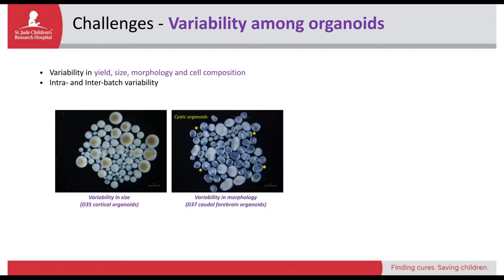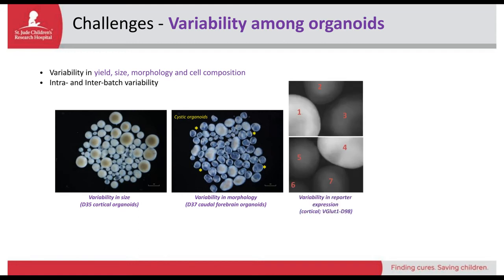We've seen variability in the morphology of the organoids. Here we have a batch which has a bunch of good-looking, dense organoids with smooth, translucent edges, but we also have a ton of cystic organoids. Here is a reporter line, a bunch of cortical organoids expressing a reporter. Some organoids express the reporter very efficiently and strongly, and we have a bunch of organoids with no reporter expression. This is within the same batch.